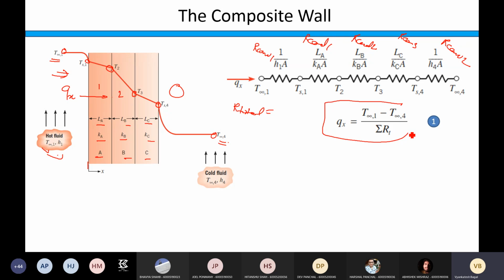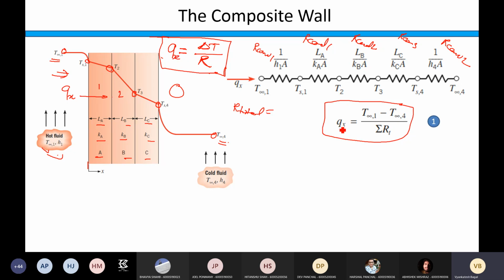use this expression. So we know, or rather I would say, throughout the conduction part, everything can be written using this expression. Remember this. The rate of heat transfer is the overall temperature difference divided by resistance. You can write the expression in this form all the time in conduction.